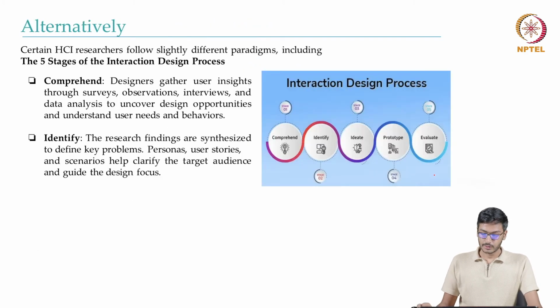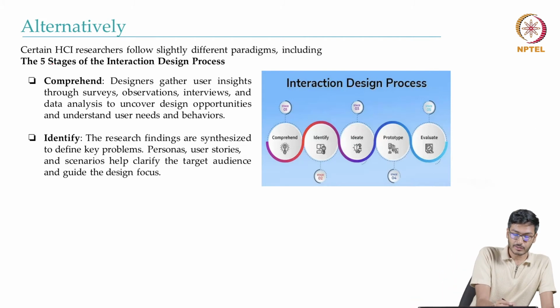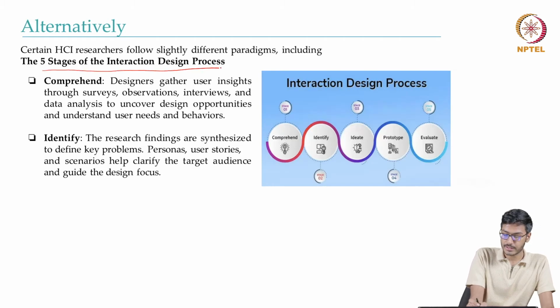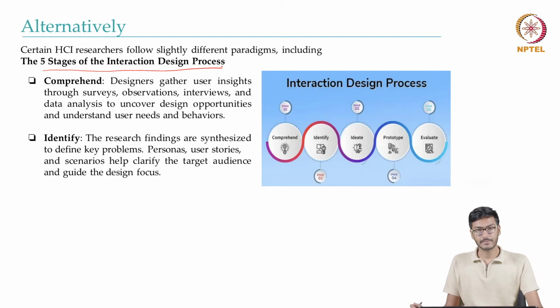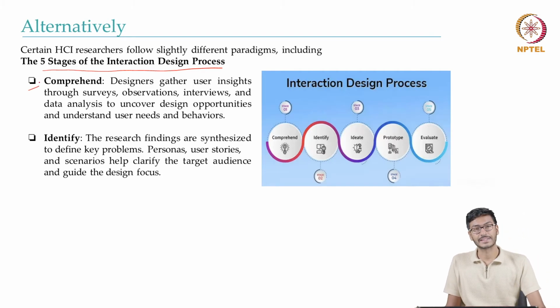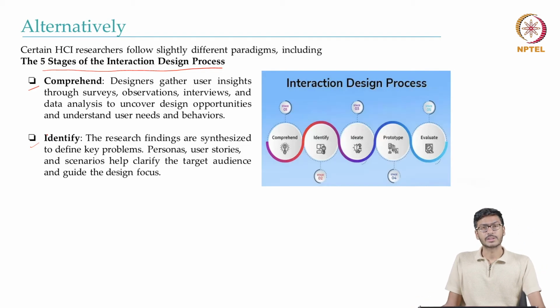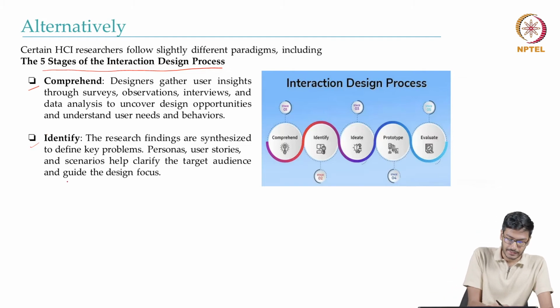Okay. So next, certain HCI researchers follow different paradigms, which may include 5 stages of the interaction design process. More or less, they are the same. It's just a different breakdown of the four activities. These may include a comprehend phase where we gather user insights and then we analyze to uncover various design opportunities. Then we identify the user personas to help clarify the target audience and guide the design focus.